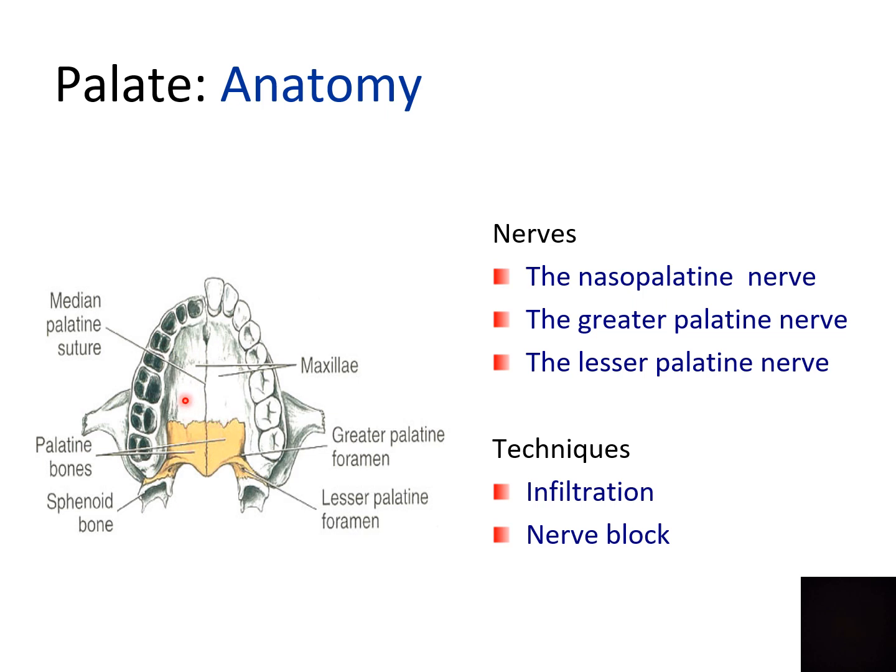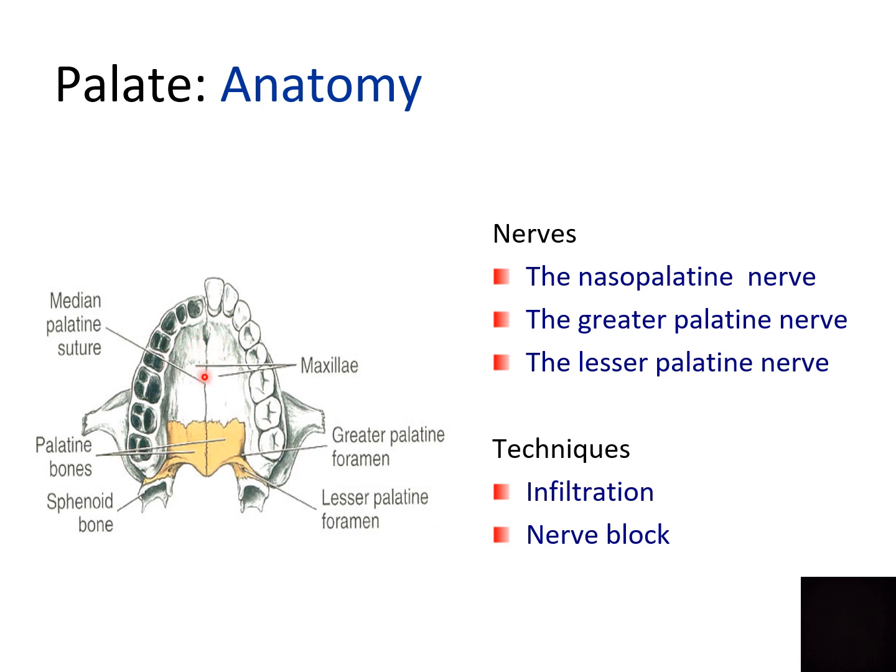Whereas the palatal soft tissues related to the maxillary premolars and molars are supplied by the greater palatine branch of the maxillary nerve, and the greater palatine foramen is usually located on the distal aspect of the maxillary second molar. So that's the nerve supply of the hard palate.